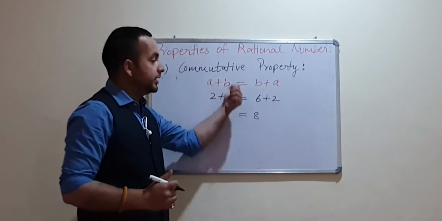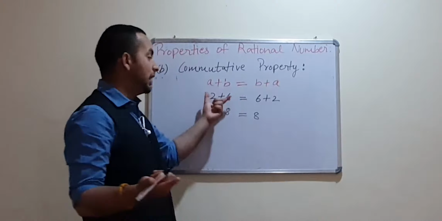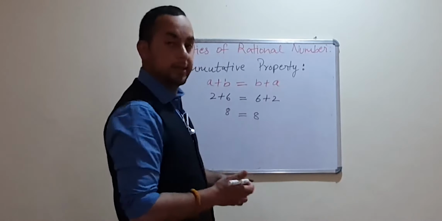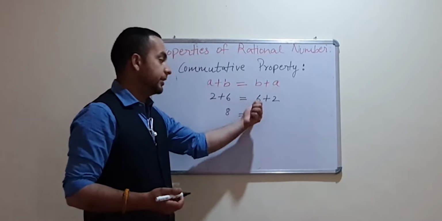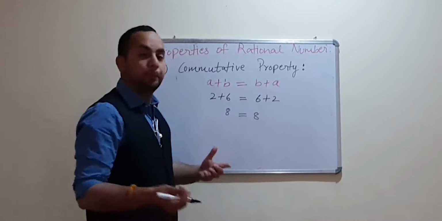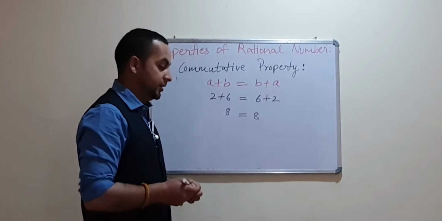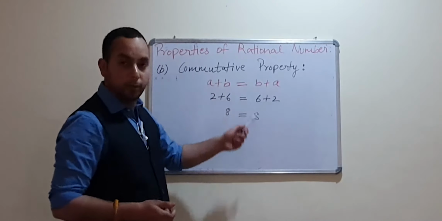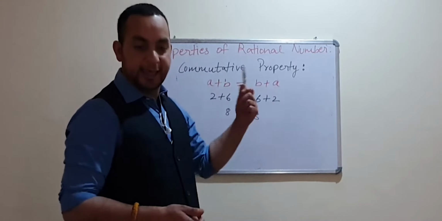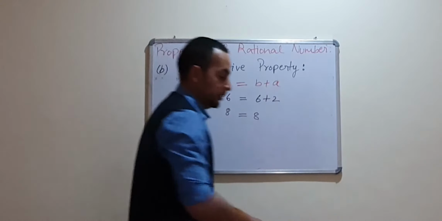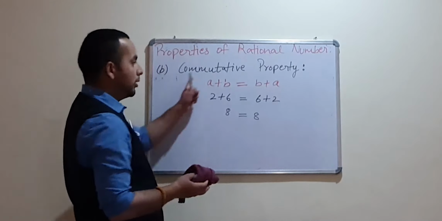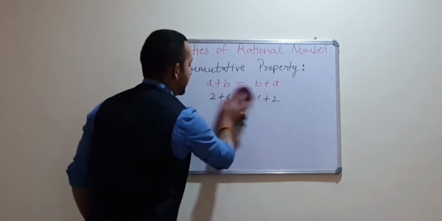A plus b is equal to b plus a, which means the left hand side and right hand side are both the same. 2 plus 6, and here you can write 6 plus 2. But in totality the answer is the same, that is 8 on both sides. So this is our general formula which we had learned in class 7. Now we are going to learn the commutative property in rational number form.